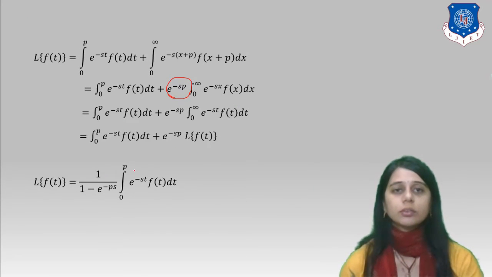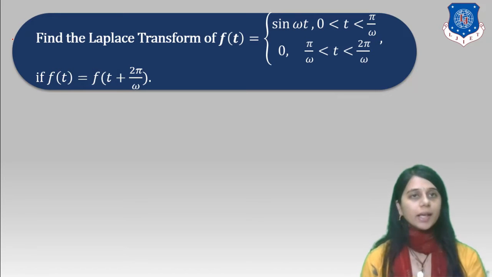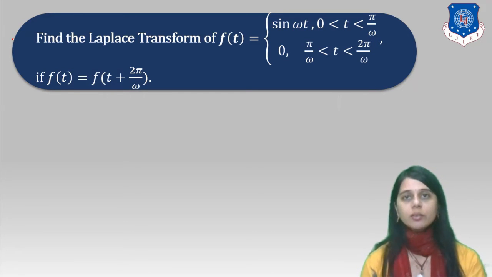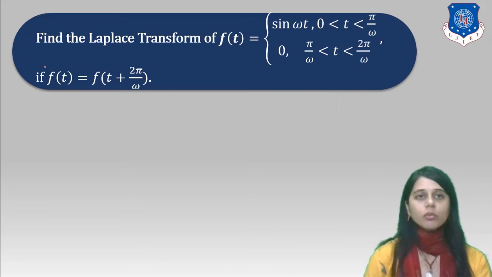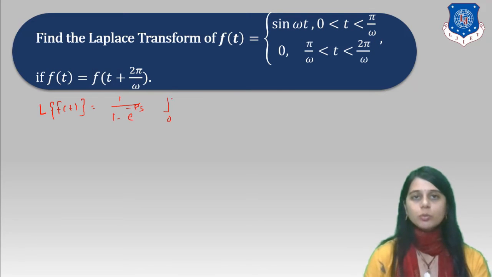To find Laplace of f of t, we take this as the subject and we get the formula of the Laplace transform of the periodic function. Now we take an example to understand the periodic function. Find the Laplace transform of f of t, where the function is sin omega t for 0 to pi by omega, and in the second interval the function is 0. The formula for the periodic function is Laplace of f of t equals 1 upon 1 minus e raised to minus ps, integration 0 to p, e raised to minus st f of t dt.